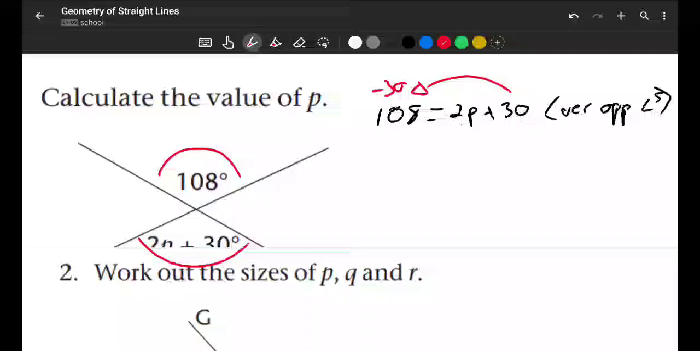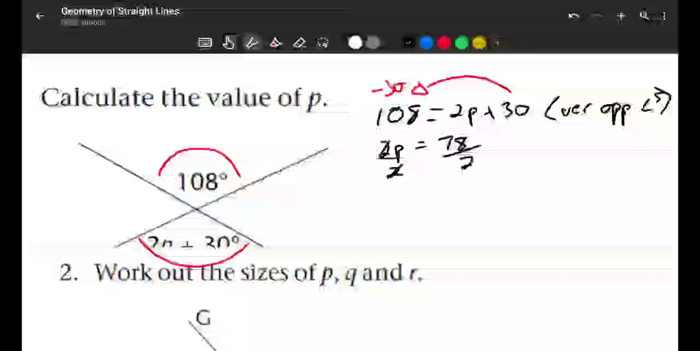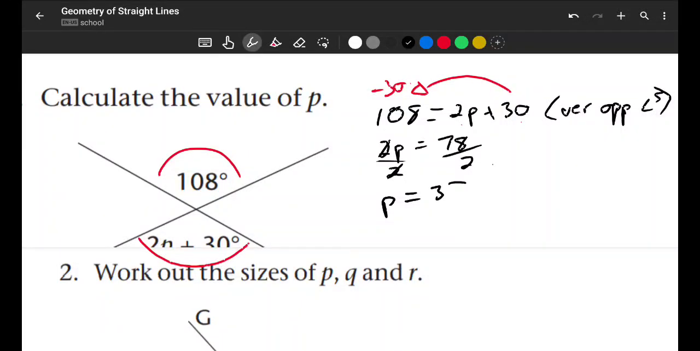It's going to become negative 30. From that, we're going to say 2p is equals to 108 minus 30. That should give us 78 degrees, right? Divide both sides by 2. That would cancel that. Divide that by 2. That should give us p is equals to 39 degrees. And that is your final answer, right?